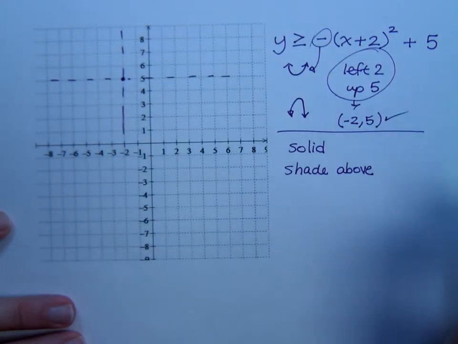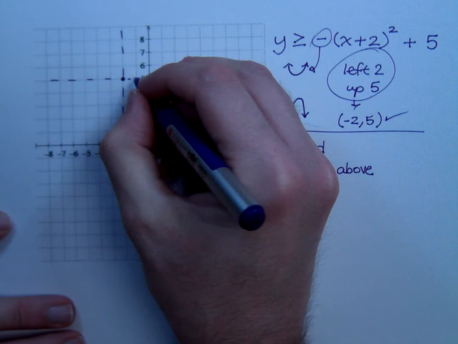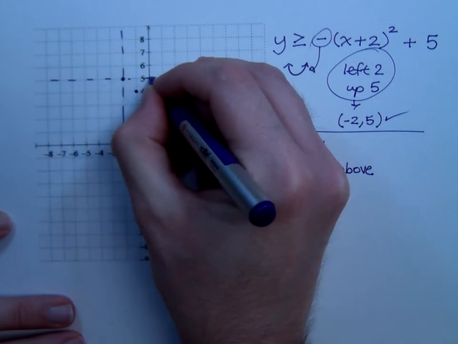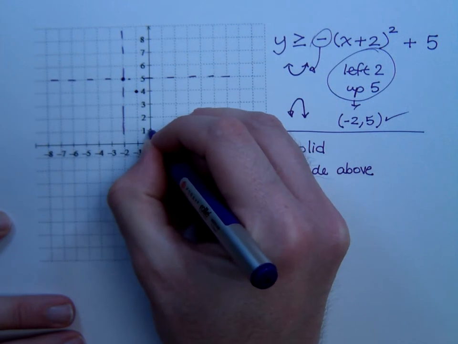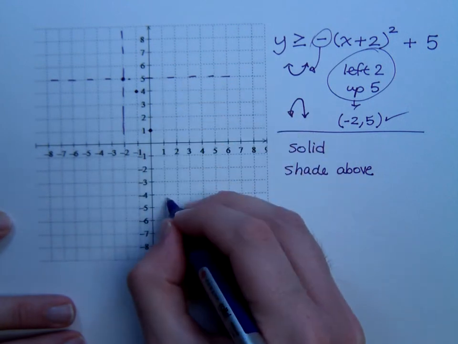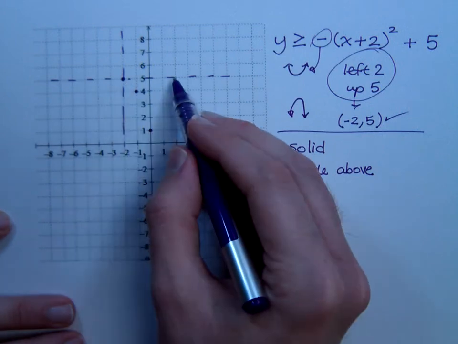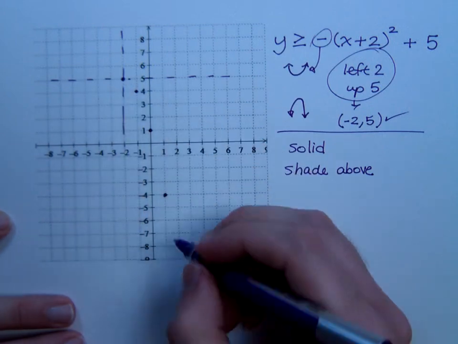So I'm done with the vertex. Let's finish this as the parabola. 1 squared is what? 1. 2 squared is, so down 4. 3 squared is, and then if I go out, 4 squared would be 16, but that's off my graph, but I know it's going to be somewhere down here.